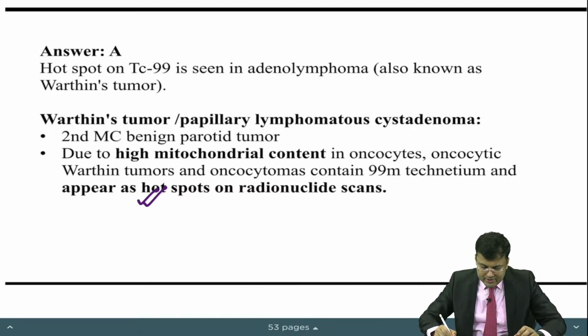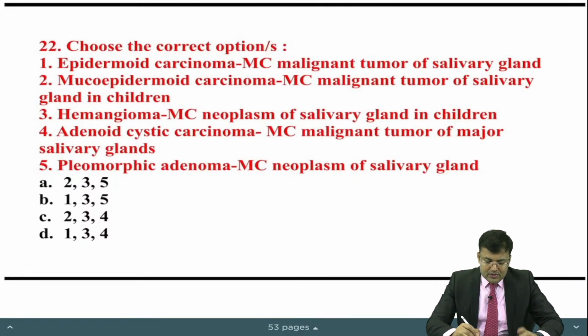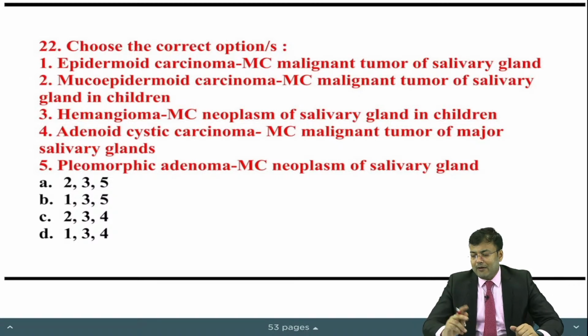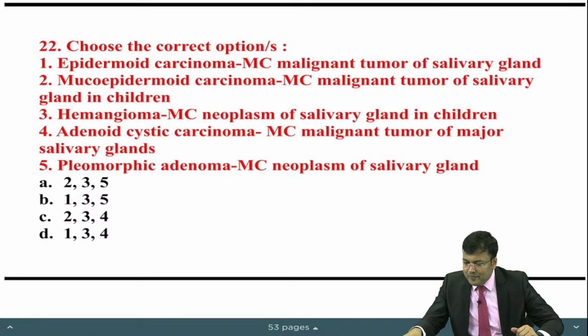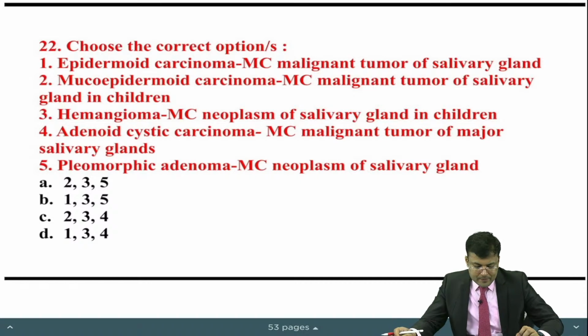Okay. Now see the next question. Question number 22. One by one we are going to discuss. First you tell me which one is correct, which one is incorrect. Option number 1, epidermoid carcinoma, most common malignant tumor of salivary gland. You tell me this option is correct or incorrect. I am waiting for your reply.